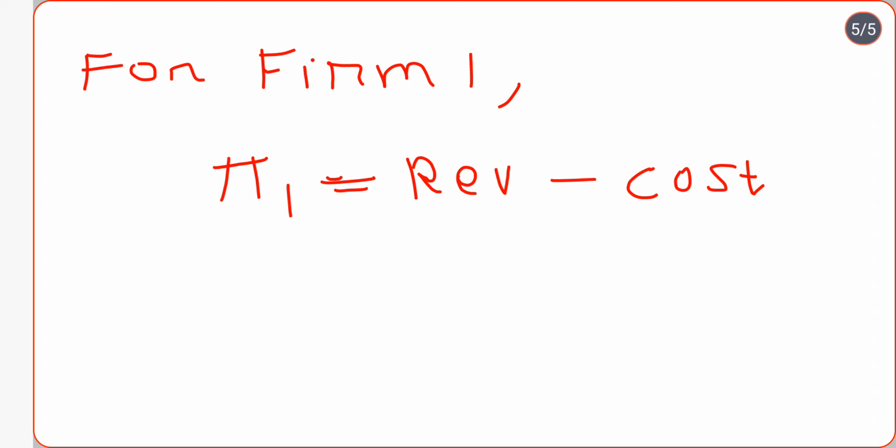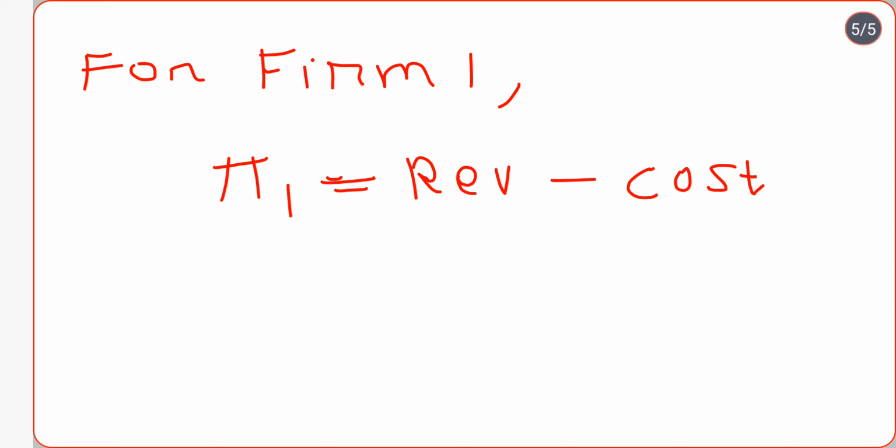Here we have assumed that we are taking a constant cost C. C is our constant cost, and it will be a cost for both of the farms, not for farm 1 only but for farm 2 as well.